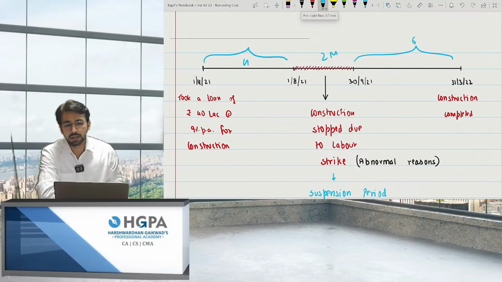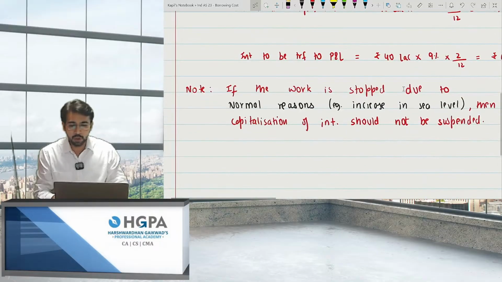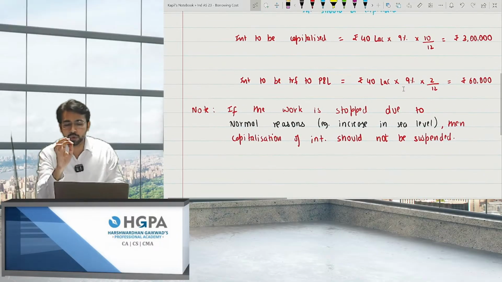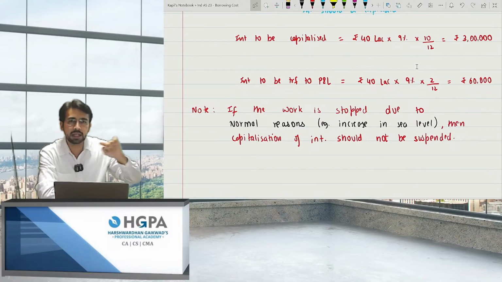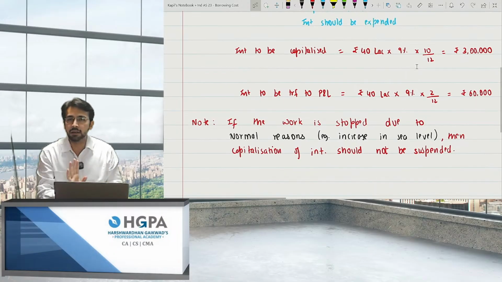That was a normal reason. So in that scenario, you will not suspend. So I've given a note over there. Note: if the work is stopped due to normal reasons, that is increase in sea level etc., then interest capitalization should not be suspended. You will still continue to capitalize for the entire 12 months, right?